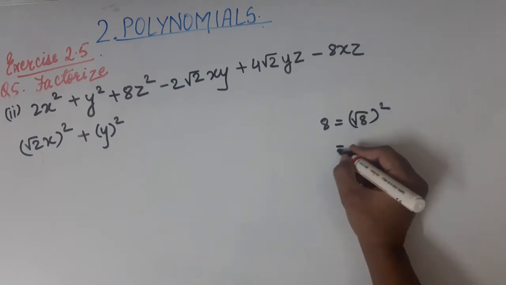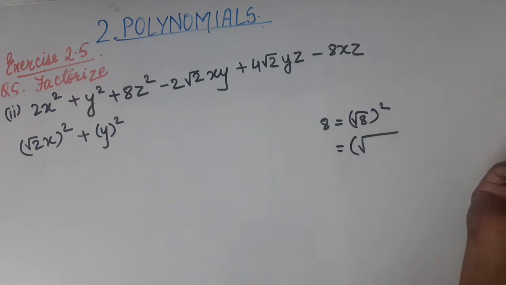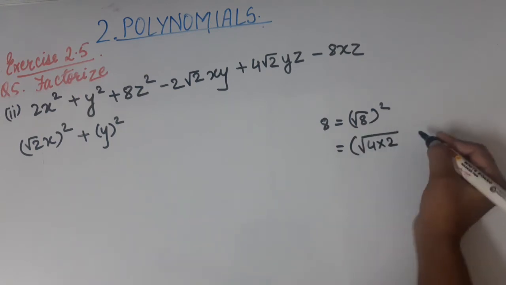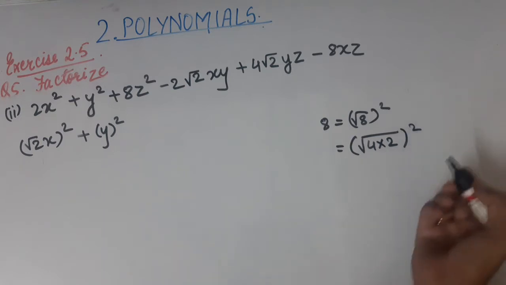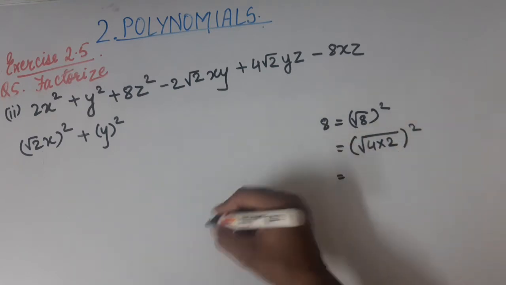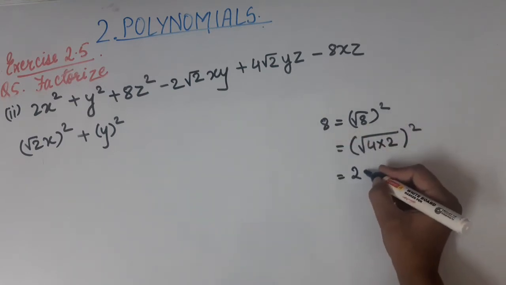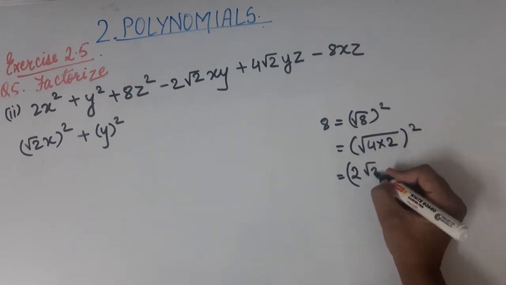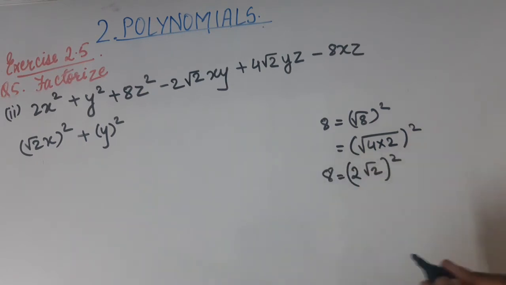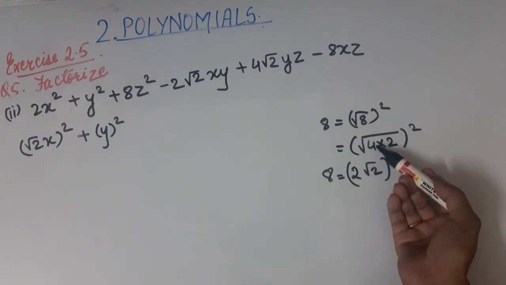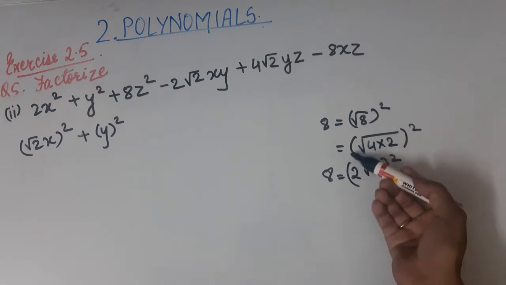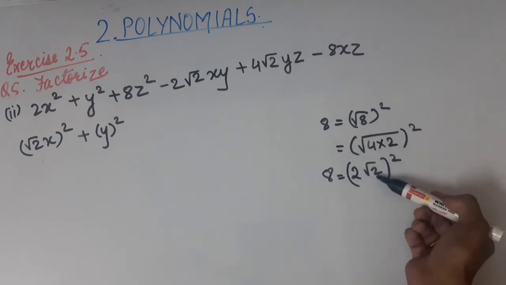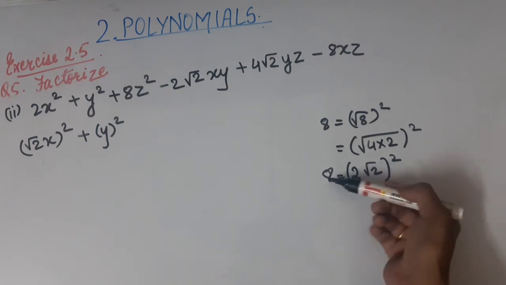Now that root 8, I can write it as 4 into 2, right? If I take that 4 outside, I'll have 2 root 2 its whole square. So I'll get 2 root 2 whole square as 8, because 4 is a perfect square of 2. So if I take it outside of this square root, I'll write 2. If I remove it outside, it will become 2, and that root 2 as it is. So 2 root 2 whole square will be 8.